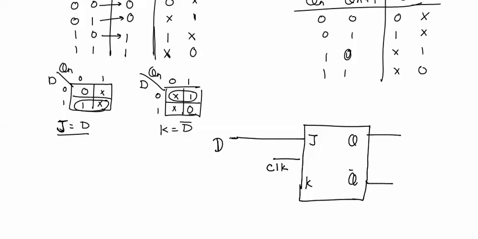One input is taken as D. J will be connected directly to D while K will be the inverted form of D. So D will be inverted and will be connected to K. So this flip-flop will now be called a D flip-flop, delay flip-flop. This JK flip-flop is converted into D flip-flop.